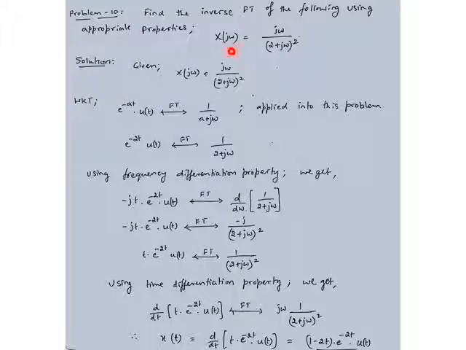So X of j omega, whatever is given, is j omega divided by (2 plus j omega) whole square. The term is given in this order. So let me write that: X of j omega equals j omega by (2 plus j omega) whole square. If I look at the expression, suppose I just take 1 by 2 plus j omega. If I look at that particular term, that is nothing but the Fourier transform of an exponential term x of t.